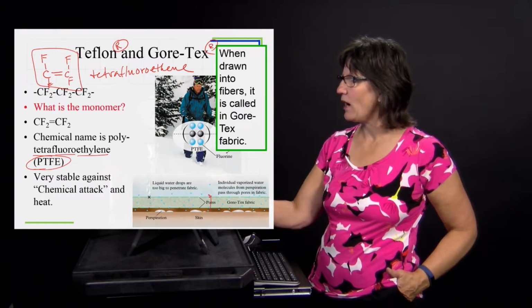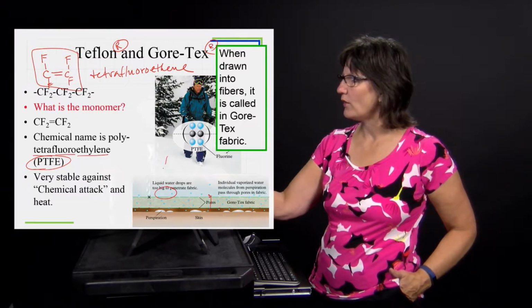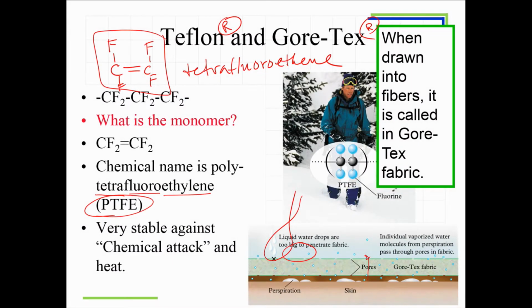But if you have big drops of water that are coming down from rain, like we see in the picture there, big drops of water, they would just sit on the surface and they would not penetrate through. So you can stay dry but still have a little bit of an opportunity for evaporation from your skin, okay? So it has to do with the size of the water.